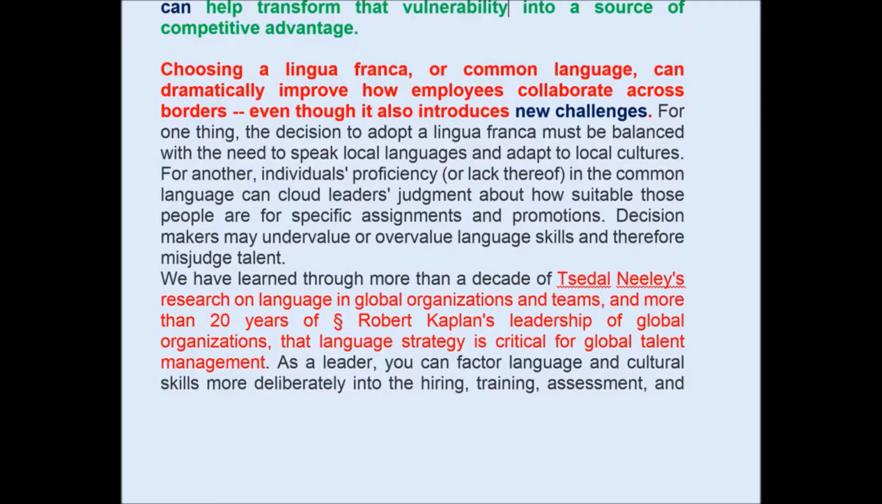Again, the next paragraph, we have learned more than a decade. And again, here's a citation and another citation from Robert Kaplan's Leadership on Global Organization, that language strategy is critical. So again, it emphasizes that point. And then as a leader, you can factor language and culture. So the paper is directly addressing its audience, the leaders of the corporation who can address this problem.